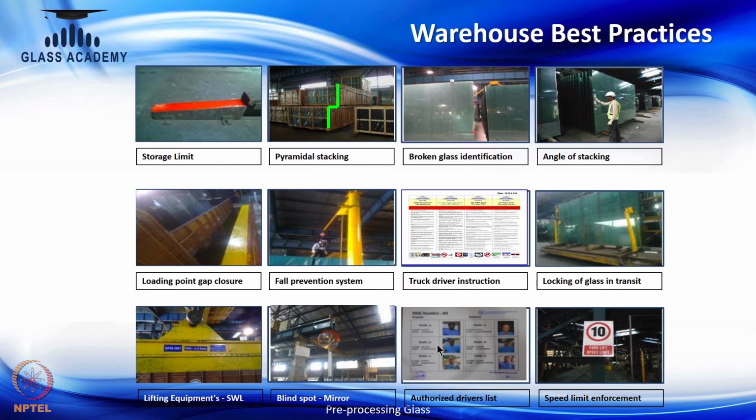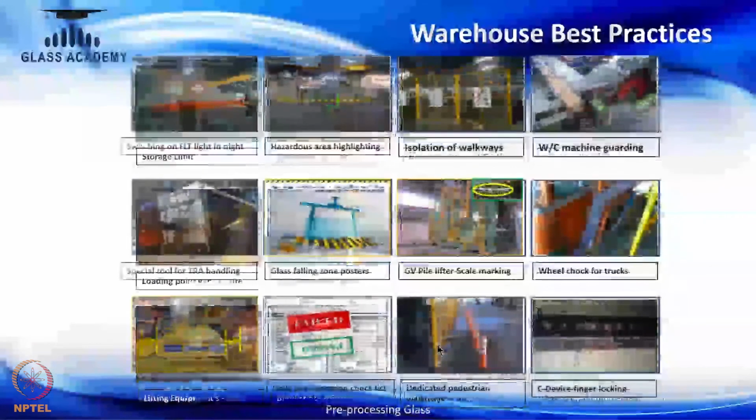So all these blind corners should be identified, and a convex mirror should be fitted in that particular area. All the drivers and people who are working in that area should be authorized, and there should be minimum speed limits for any material handling equipment that is moved inside the warehouse where you handle the glass.